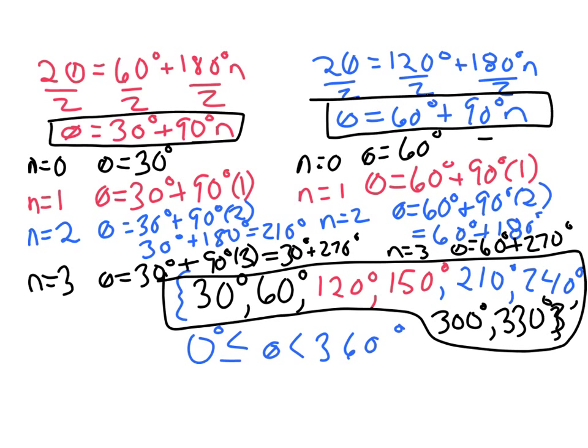But just to convince you, if we let n equal 4, that would be the next value of n, because we just did n equals 3. If n equals 4, this is 360 degrees plus 30. So that's certainly more than 360. Same story over here. 90 times 4, that's 360 plus 60. That's definitely more than 360. So this long list over here is our complete solution set.